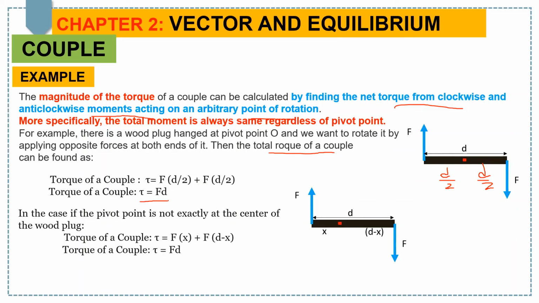Now the question is, if we move the pivot point from the center, what would happen to the total torque of a couple? Let's have a look at this calculation. In the case when the pivot point is not exactly at the center of the wood plug, tau equals Fx, and this x is the distance of this upward force from the pivot point, plus F into (d minus x), and d minus x is the distance of this downward force from the pivot point. Now to simplify this equation, we get tau equals Fd. This torque exactly equals the earlier torque. The earlier torque was the case when the pivot point was at the center of the wood plug. So this means the total moment is always the same regardless of pivot point.